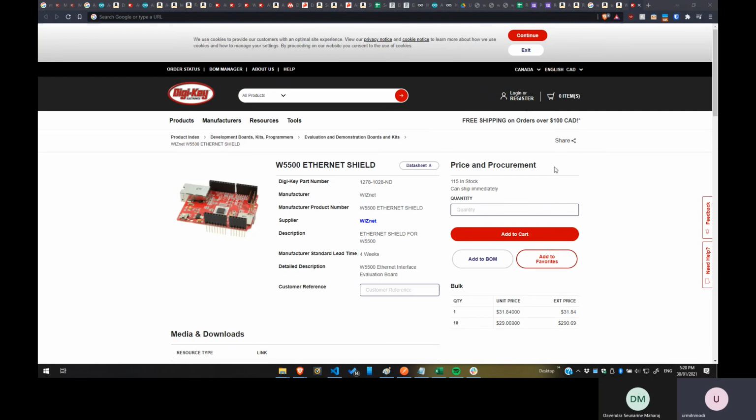And then for the Ethernet cables, honestly, I think we just have to go to some place that's open near us and buy a couple. I live close to Best Buy, so it's not a big deal. Okay, cool. That's it. Cables, shield, Arduinos. We're done. We're good.